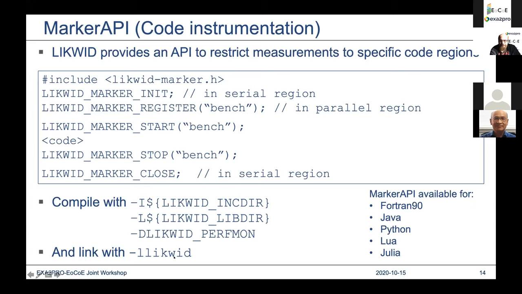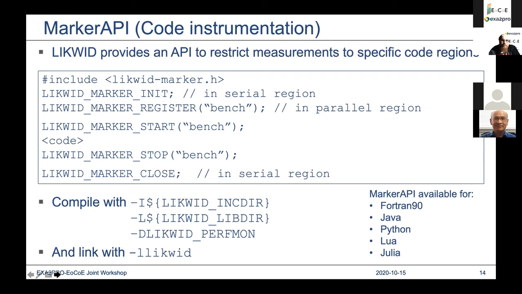The marker API is available for Fortran 90, Java, Python, Lua, and Julia. Julia is quite new, released some weeks ago in collaboration with the Julia Labs at MIT. I don't know how that works exactly, that's done by the Julia Labs.